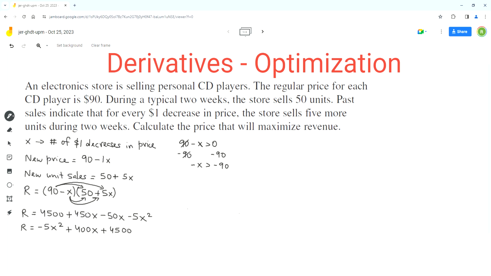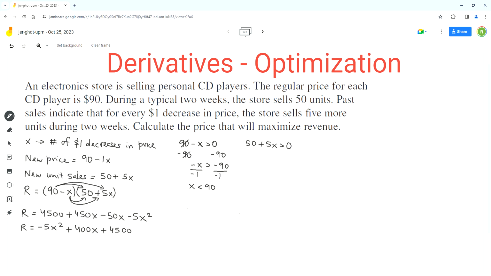And now we can divide both sides by negative 1. And by doing that, the inequality sign will flip. That means x should be less than 90. So this is the upper limit for x. Now the unit sales also should be greater than 0. So that means we can set the expression 50 plus 5x as greater than 0, because they cannot be less than 0, and if they are equal to 0 then the revenue will be 0.